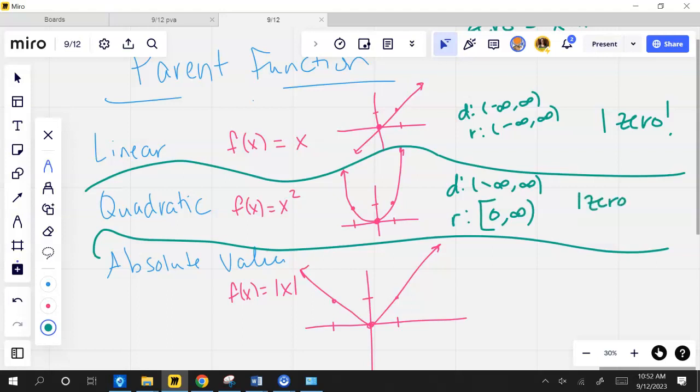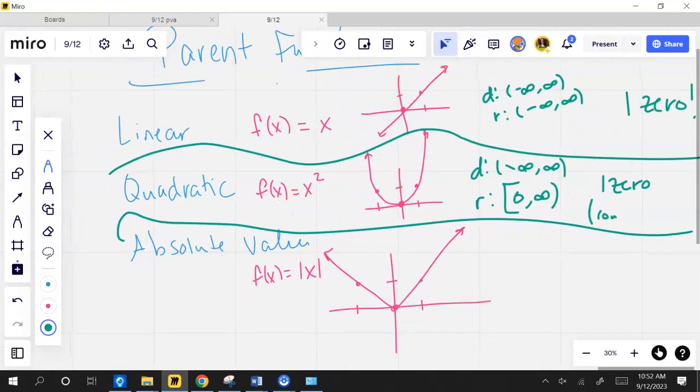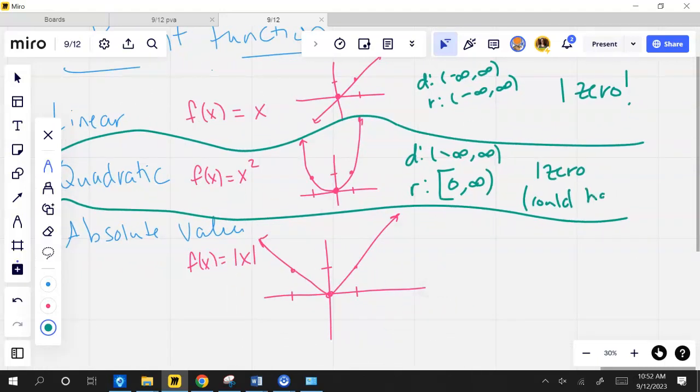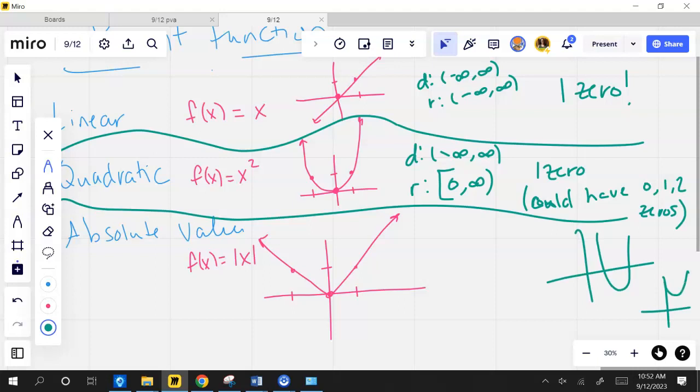As I move it and transform it, I could have 2. In fact, I could have 0, 1, or 2 zeros. Remember we talked about that? If I shift it, I could have 2 zeros. I could have no zeros. Up to 2 zeros, 0 to 2 zeros, yeah.